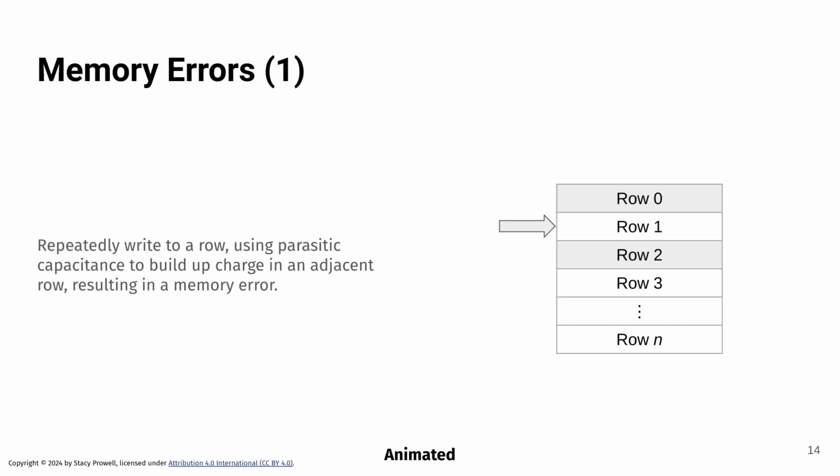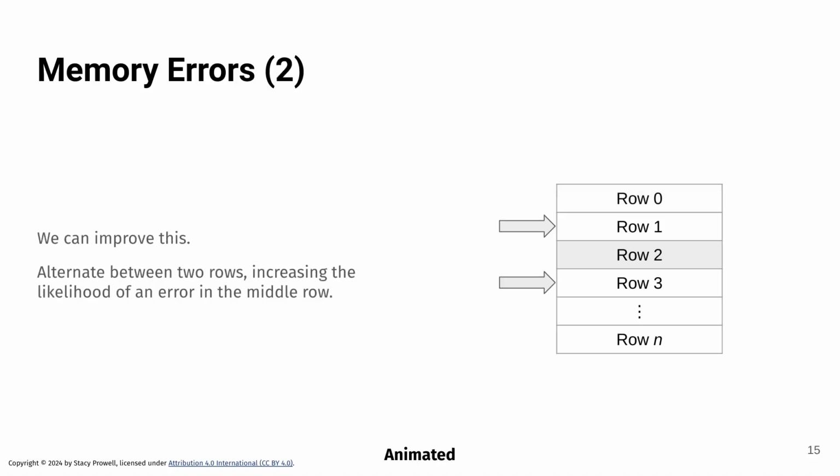Well, repeatedly writing to a row can, again, using that parasitic capacitance causing charge to build up on the adjacent rows, can eventually result in a memory error. So I would repeatedly hammer or write to a row, and that can cause the rows around that row in the memory to have memory errors. That works, but it's kind of hit or miss. It's slow. It's not sort of ideal, but I can make it better if I do it with two rows.